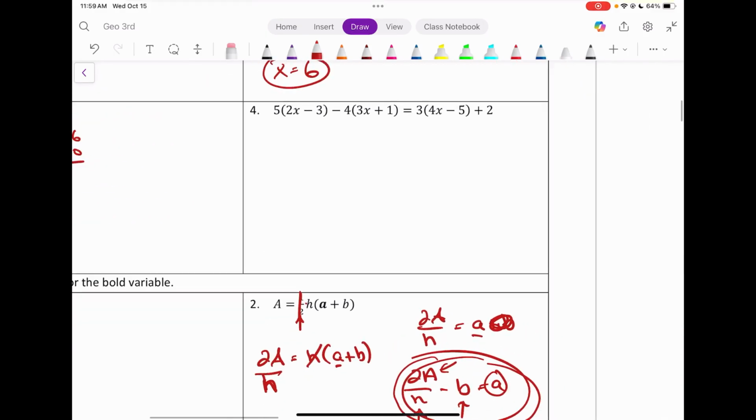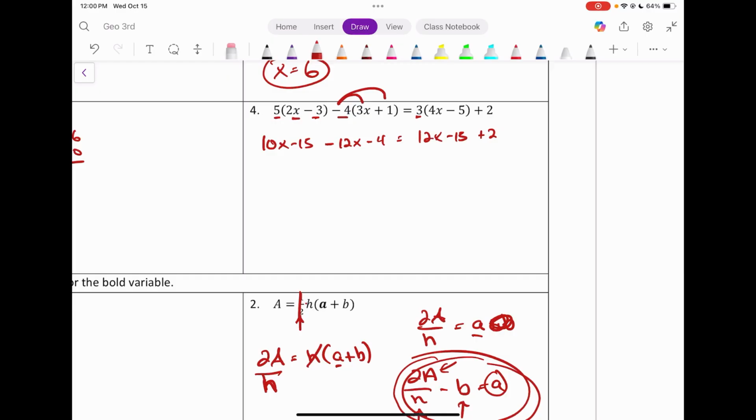And just to show you, it doesn't matter how many parentheses, how many terms you have, it's just as easy. I'm going to do 5 times both things in parentheses. That's going to give me 10x minus 15. Negative 4 times both things gives me a negative 12x and a negative 4. Be cautious of the signs. Negative times positive, negative times positive. 3 times everything in parentheses would be 12x minus 15, and just bring down your plus 2.